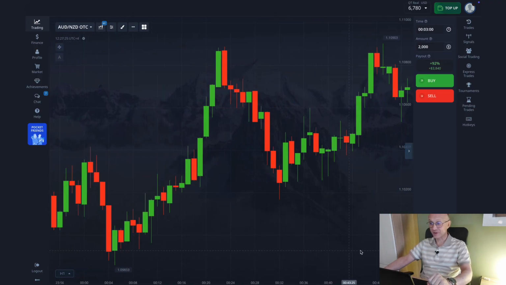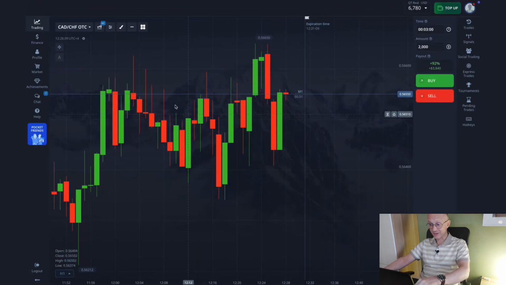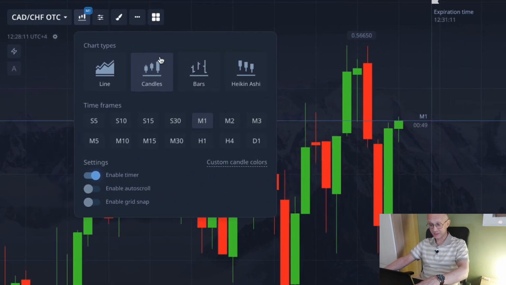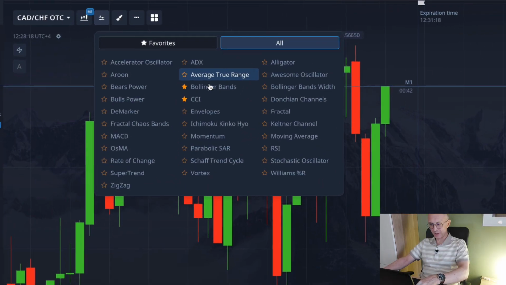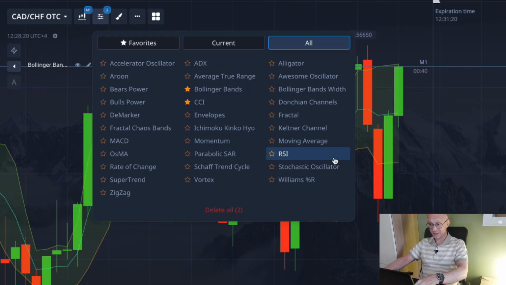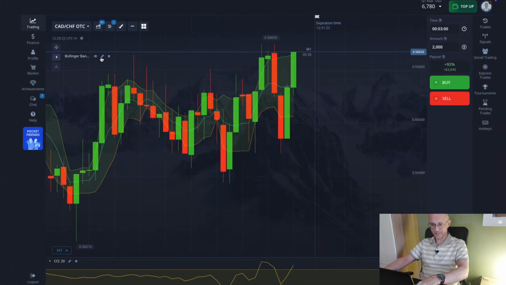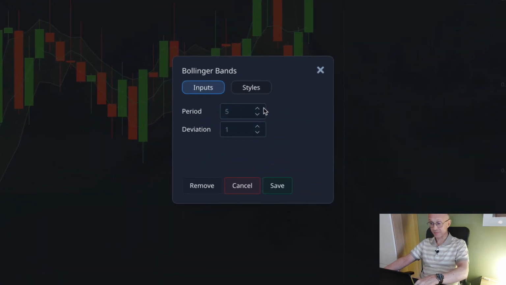First, let's prepare the tools for trading. I'm setting classic candles and selecting a 1-minute time frame. Let's go to the Indicators tab and select the Bollinger Bands and the CCI. Let's configure the Bollinger Bands indicator.